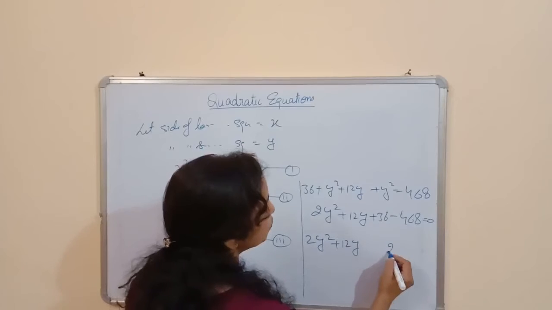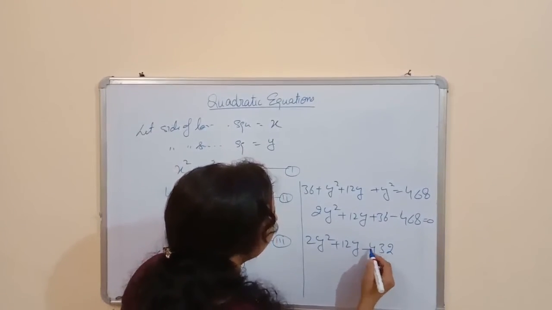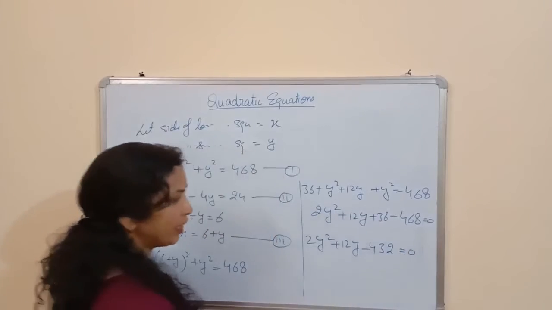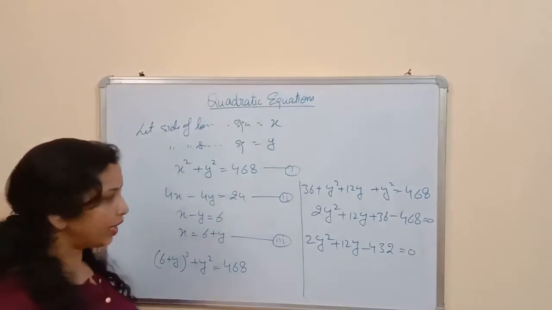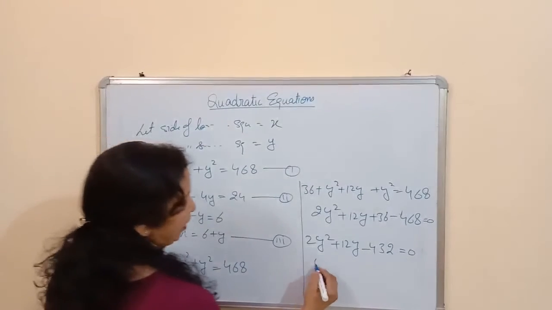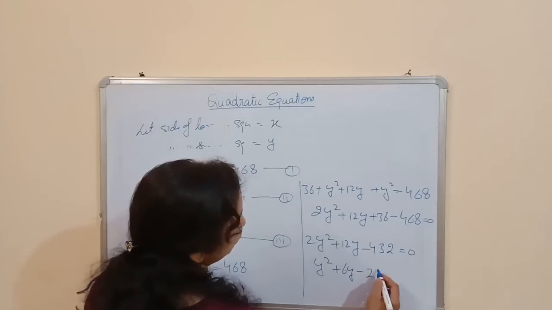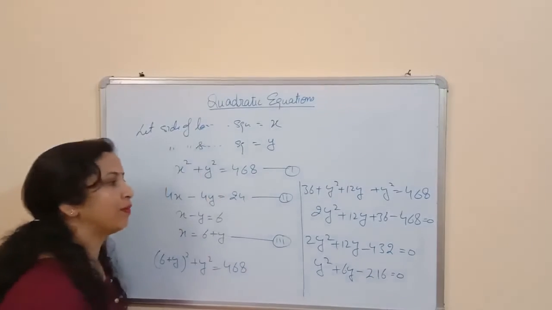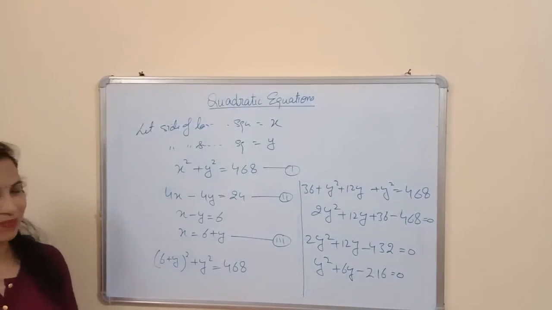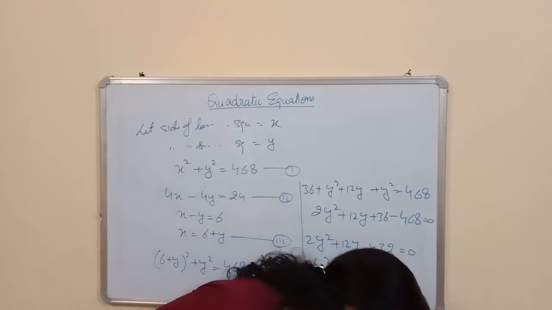2y square plus 12y, and by subtracting this value, what will we get? 36 minus 468 will be minus 432, so minus 432 is equal to 0. Again you can divide this whole equation by 2 so that we will get a simpler equation: y square plus 6y minus 216 is equal to 0. Now you can apply the quadratic formula or factorization method. So this was the question of exercise 4.3.